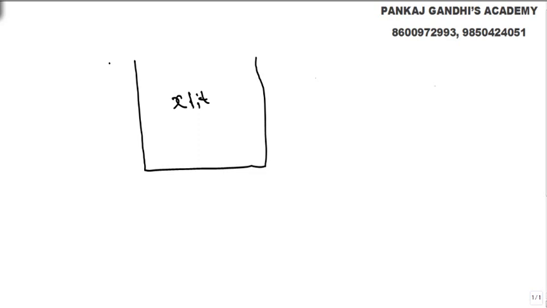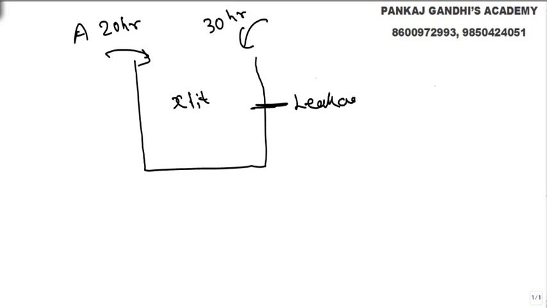The question says here, let's say this is the tank, a full tank of X liters. Three pipes are attached. A alone can fill the tank in 20 hours, B alone in 30 hours, and there's a leakage at half of the height. This is the height where the leakage is, 10 liters per minute, that is 600 liters per hour.